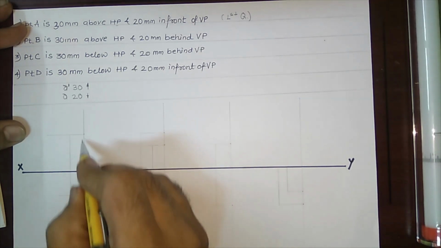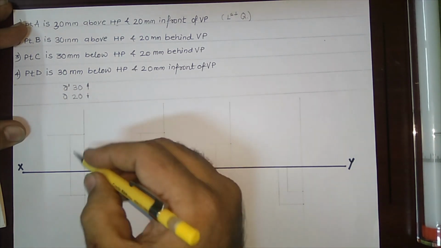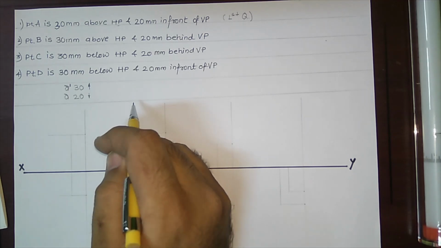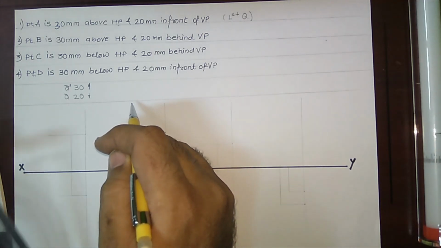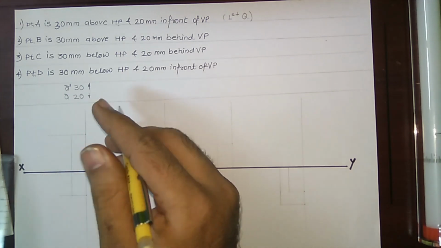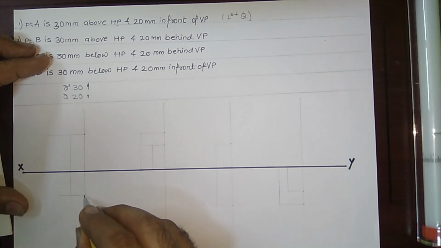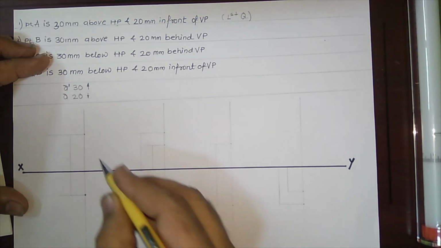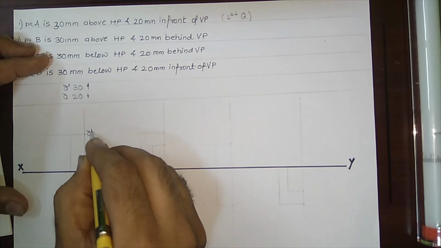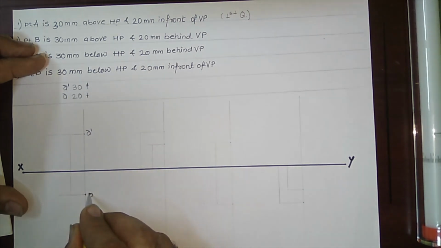So I have drawn one vertical projector. First I will draw the XY line, then I will draw one vertical projector. On this vertical projector I will measure the distance. That distance I will plot over here, that is 30. So I will mention over here this is 30. Okay, and then I will locate this point. Similarly, I will locate this particular point. I will mention that this point is denoted by A dash and this particular point is denoted by A.